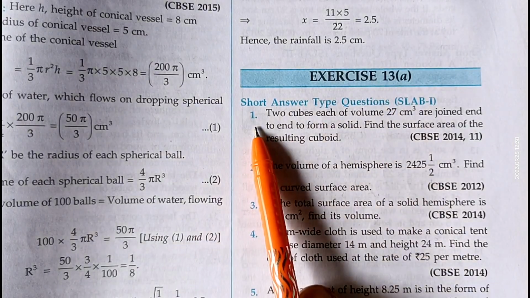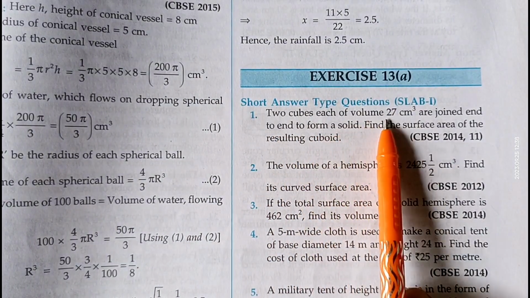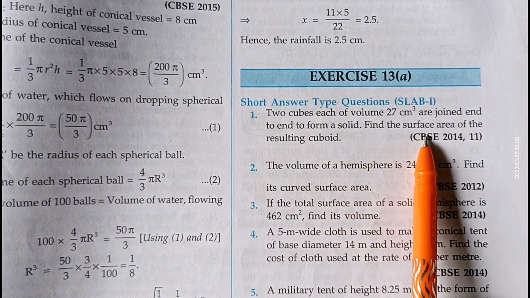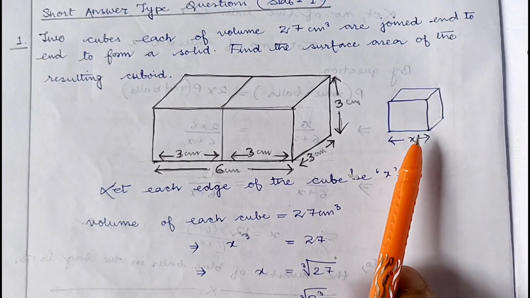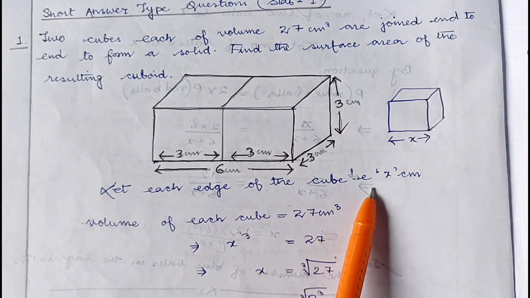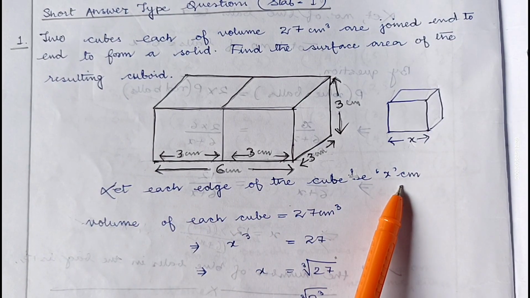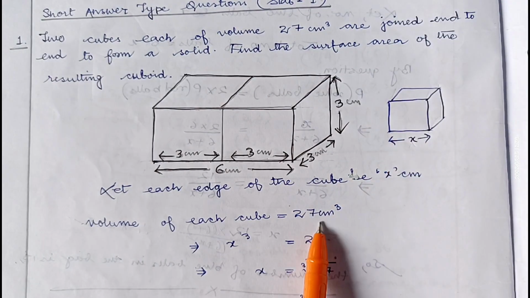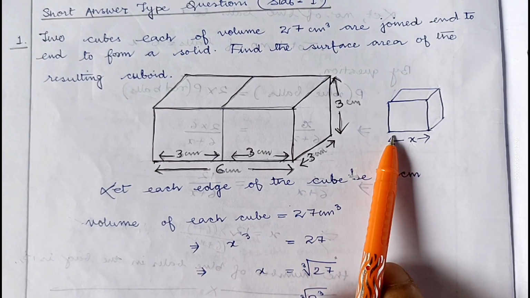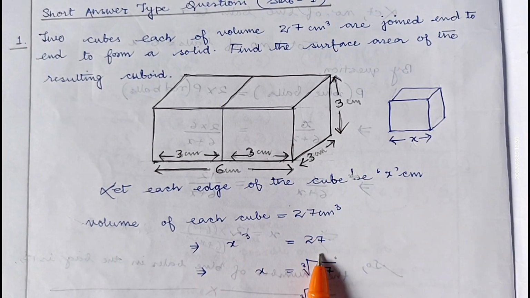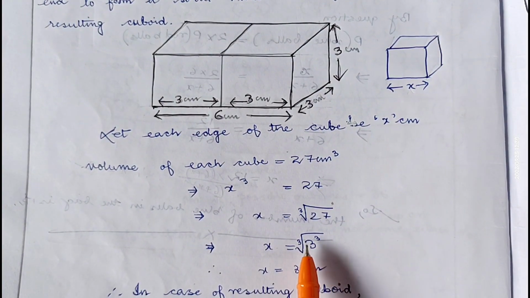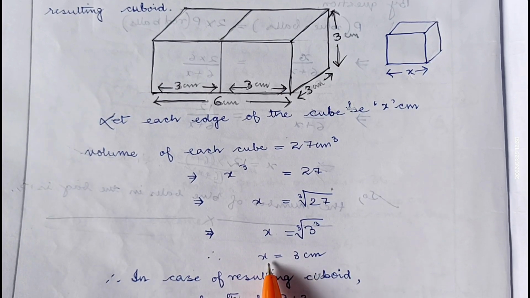In 13a, question number 1 is, two cubes each of volume 27 cm cube are joined end to end to form a solid. Find the surface area of the resulting cuboid. Suppose in this cube each edge is x centimeter, so let each edge of the cube be x centimeter, and as given in the question, volume of each cube is 27 centimeter cube. We know volume of a cube is side cube, here each side is x, so x cube is 27, so x will be cube root of 27.